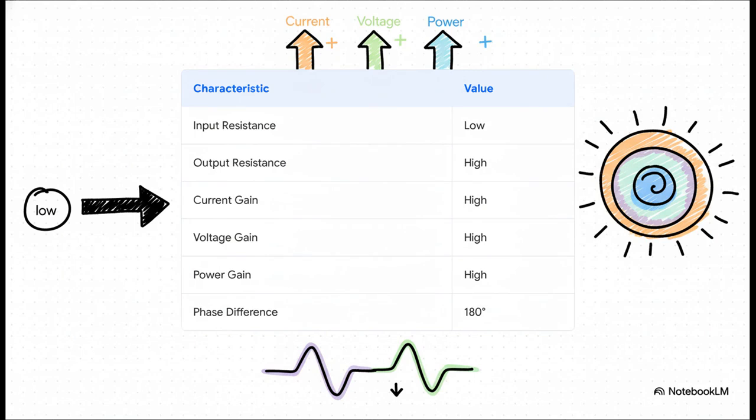And here's the whole shebang, all in one place. This table from the source material just gives us the complete picture. You've got low input resistance, high output resistance. You've got high gain for current, voltage, and power. And of course, that signature 180-degree phase shift. This is the complete personality profile of our amazing little amplifier.